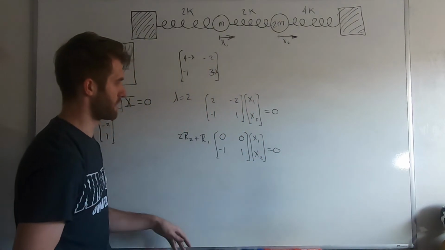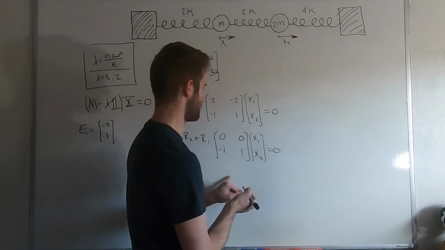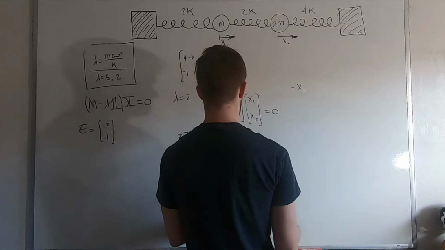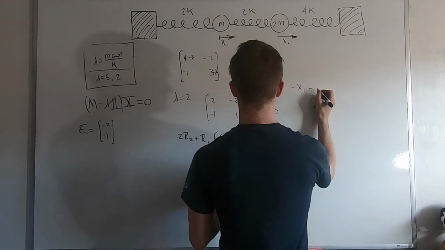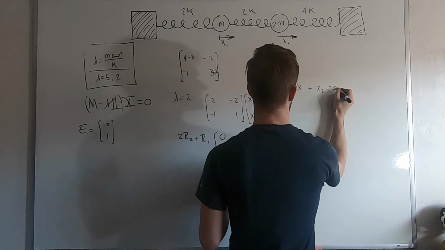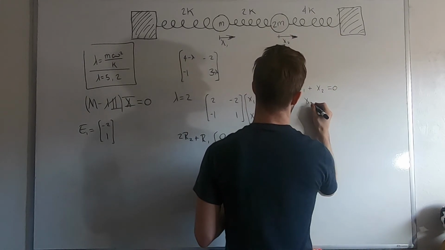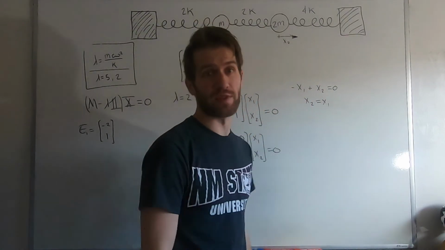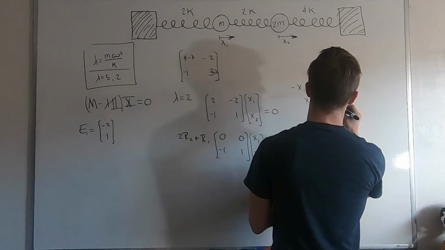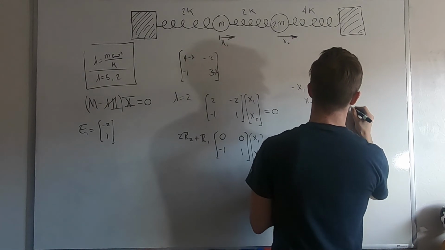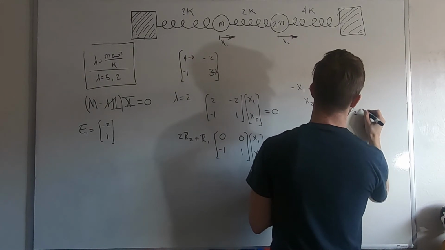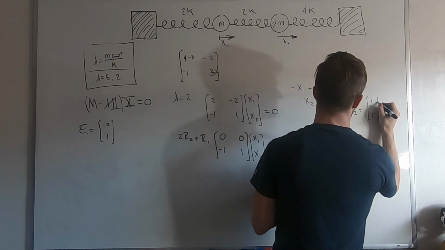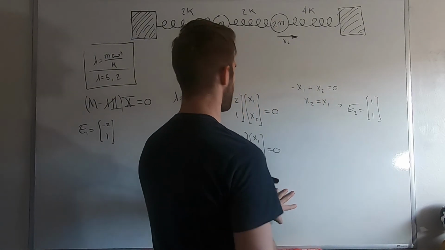All right, cool. And now we can just do our good old-fashioned multiplication. So we're going to have -x1 plus x2 equals 0. And then we'll add this to the other side, so x2 is equal to x1. And we can just let both of them equal 1, right? So this is going to give us our eigenvector 2 just equal to 1, 1. And there we go. We have our normal modes.